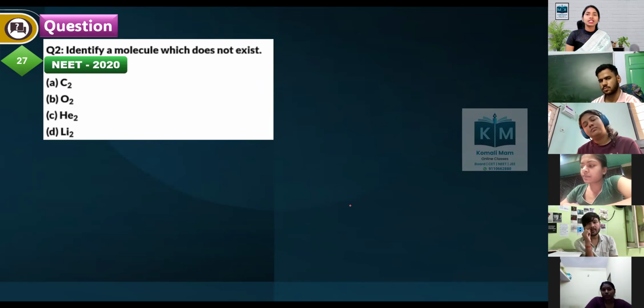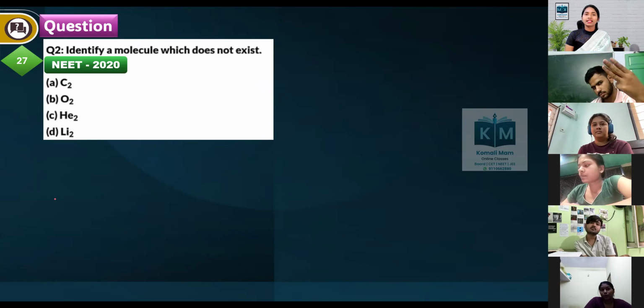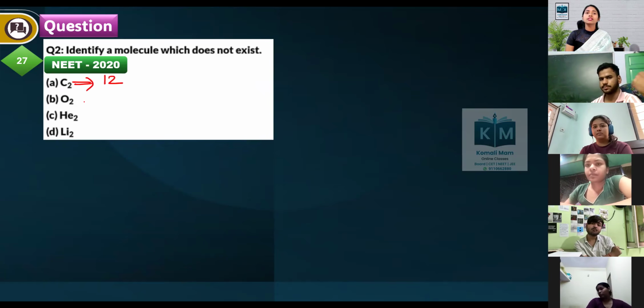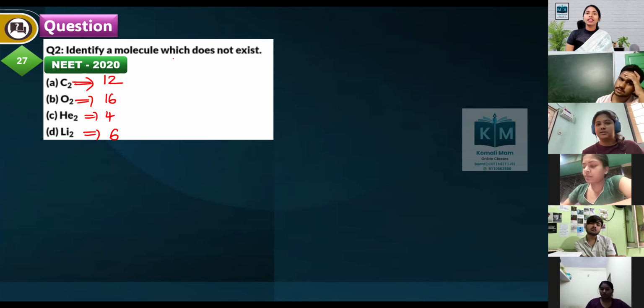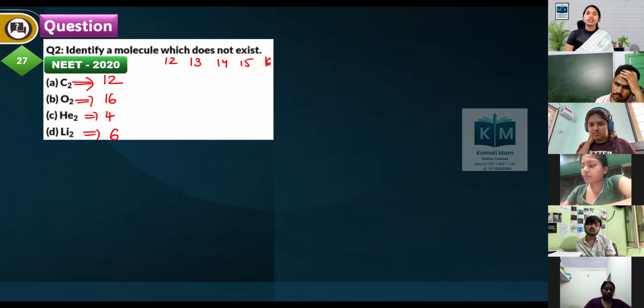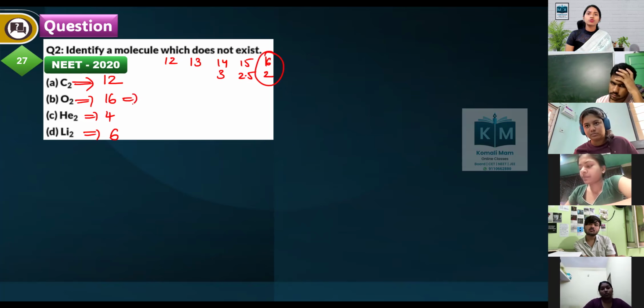Identify a molecule which does not exist. The case where zero bond order comes, that won't exist. Carbon, how many electrons? 6 plus 6, 12 electrons. And this is 8 plus 8, 16. 2 plus 2, 4. 3 plus 3, 6. Then 12, 13, 14, 15, 16. Bond order for 16 is 2.